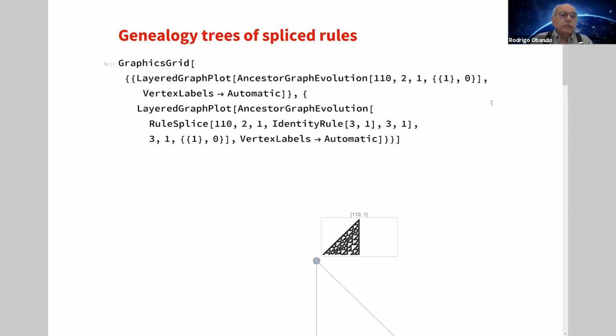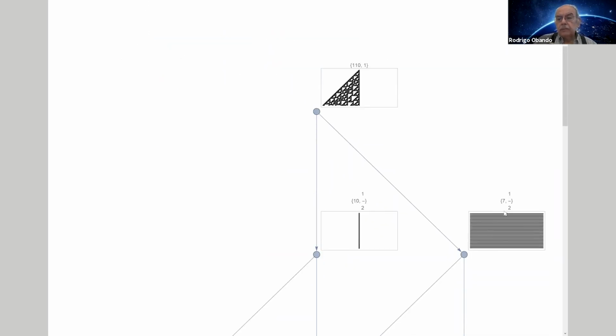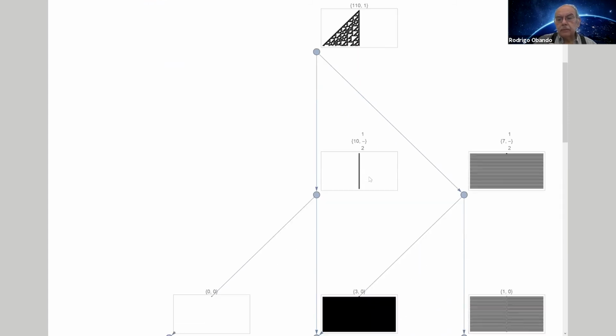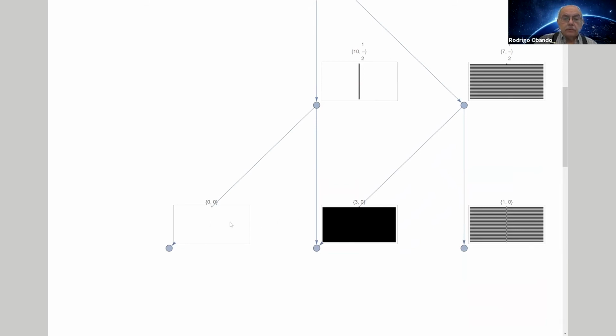So what happens with the genealogy trees for spliced rules? If we look at these spliced rules, for instance 110, we have a 110 where we have 10 and 7. I believe this is the identity. Is it the identity? I think the identity is in here. And this one over here will be complementing. That gives us 110. So we know what the genes are under this particular space, and these are the very bottom genes for forming these other rules.